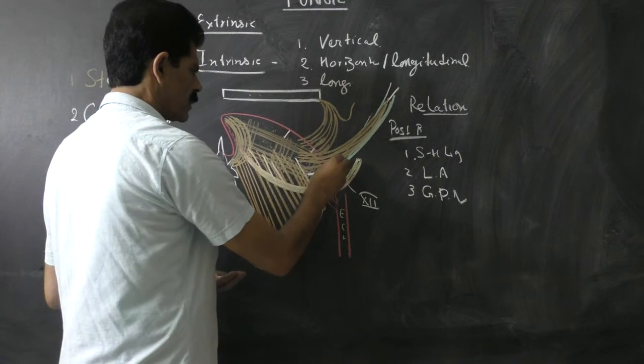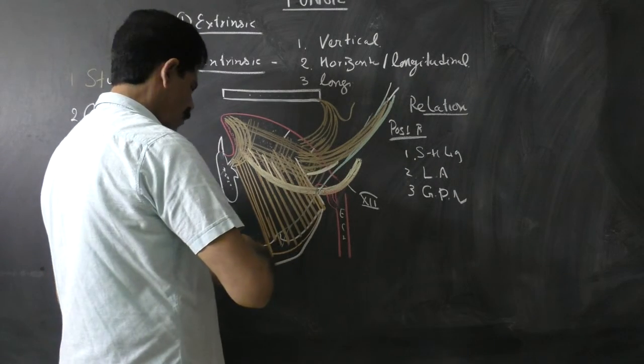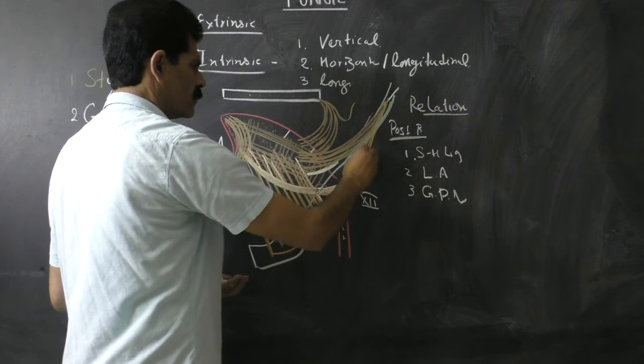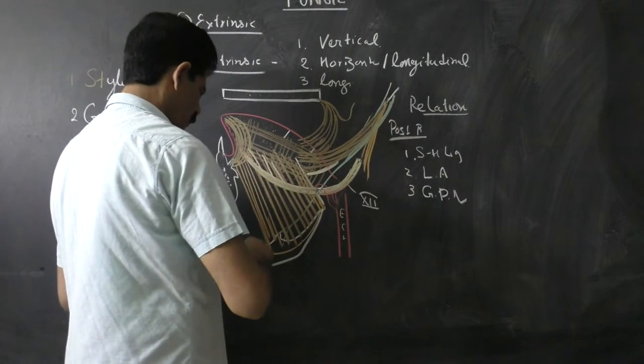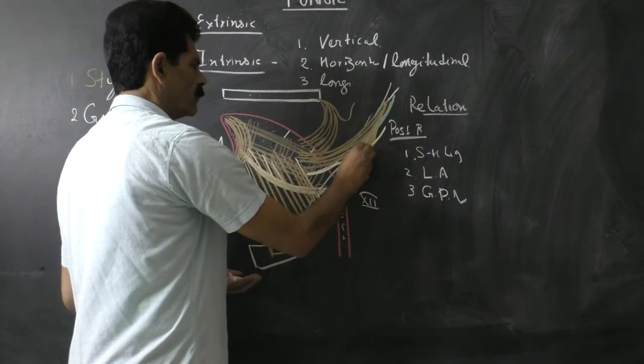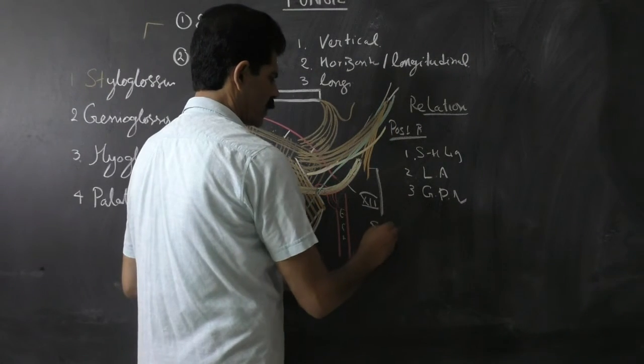So it traverses this part, it comes down with the stylopharyngeus muscle. Stylopharyngeus muscle is related to the glossopharyngeal nerve.